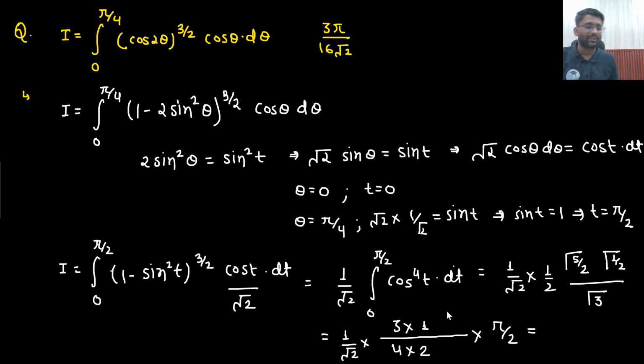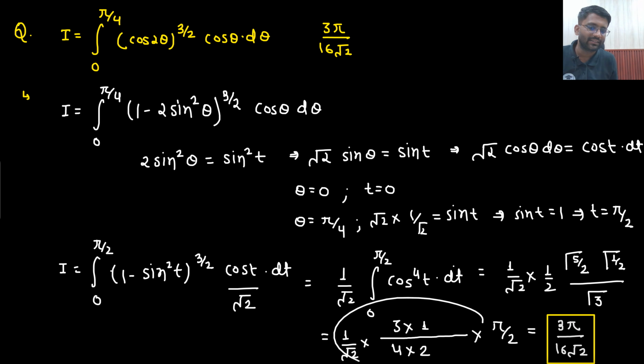I solved by the previous method. What was my previous method? Do you remember that method? This 4 you will take downward, 4, then keep on subtracting 2, then from 4 you will subtract 1, then keep on subtracting 2. Since this is an even power, multiply with pi by 2. So what is the answer you are getting? 3 pi divided by 16 under root 2. So you can see this previous method can help you drastically here, right?